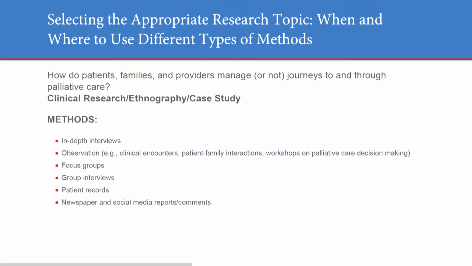And then again, newspaper and social media reports and comments might be available. It just depends on what your study's about. So if you're really concerned, for example right now about PrEP, pre-exposure prophylaxis for HIV prevention, you're probably going to be able to find a lot there in social media reports and comments. Different organizations right now are taking stands on it.